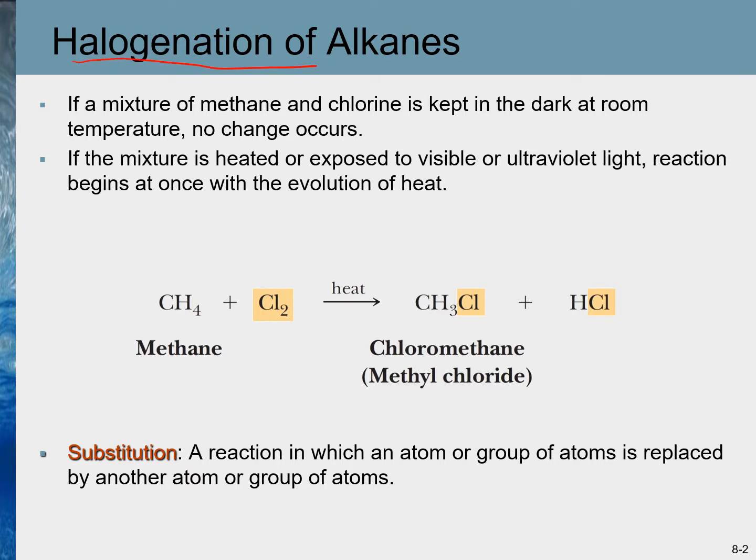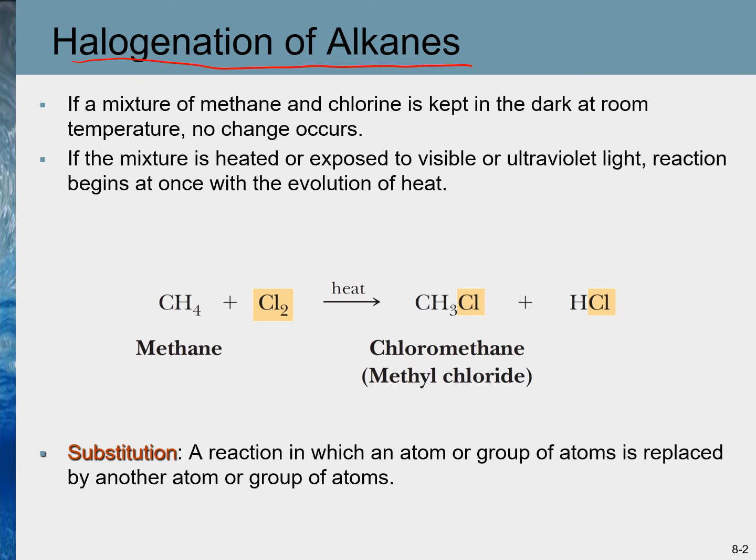Halogenation of alkanes is common with bromine and chlorine. Fluorine is rarely used because its reaction with alkanes is extremely exothermic and it may even cause explosions. Iodine is also very rarely used because its reaction with alkanes is endothermic and the position of equilibrium favors the reactants rather than the products.